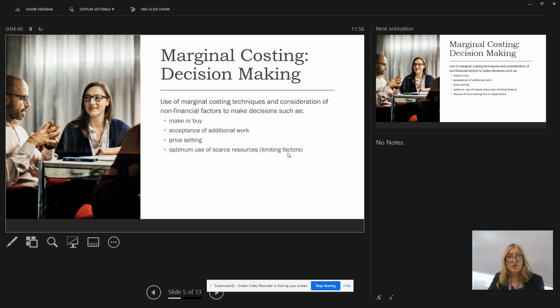How we can make the best use of scarce resources, so limiting factors. This is where something's in short supply. That could be the amount of material that's available, or the number of machine hours, or the number of labour hours. So how we can best use those to achieve the most profit. That's generally going to be about finding the contribution per unit for usually a range of products.